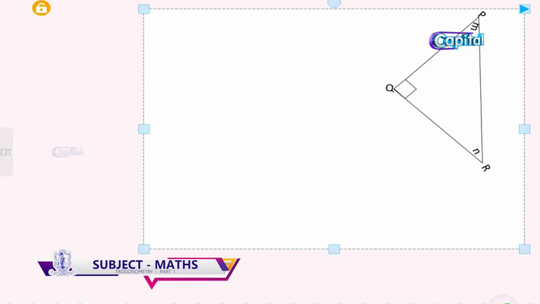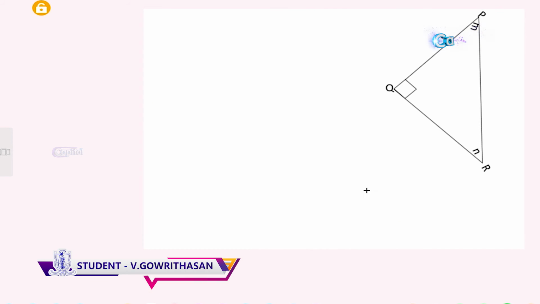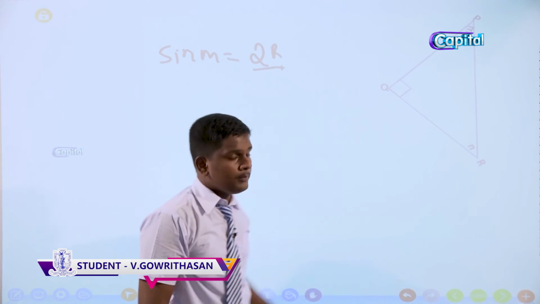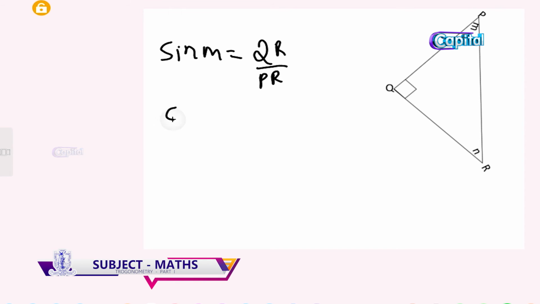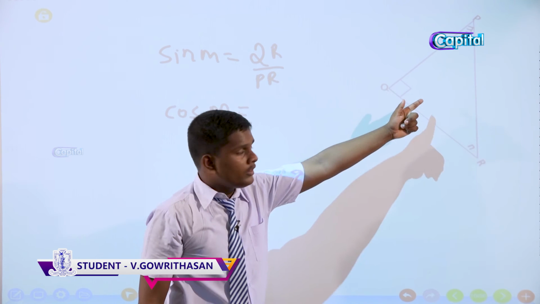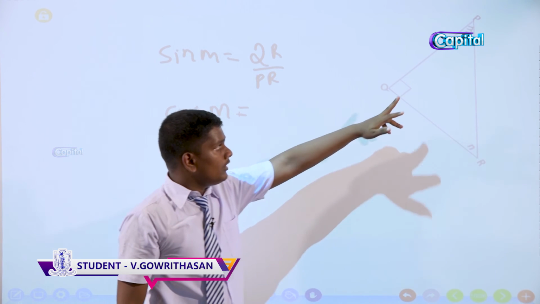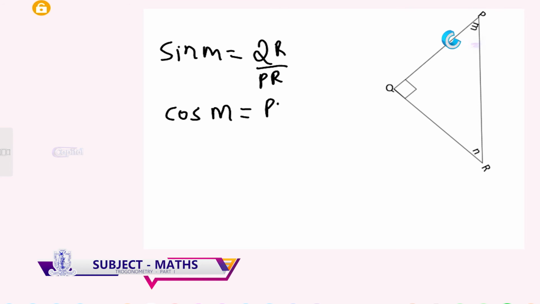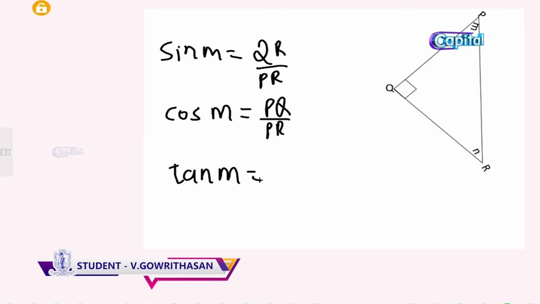So move to the next question. Let's write the functions for the angle M. Sin M: opposite side QR and the hypotenuse, the side opposite to the right angle, PR. Cos M means adjacent side by hypotenuse. Adjacent side of this angle M is PQ and the hypotenuse PR. Now tan M. Tan M means opposite side by adjacent side, opposite side QR and the adjacent side PQ.